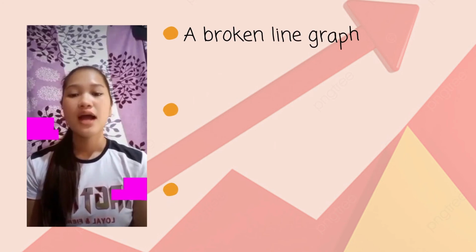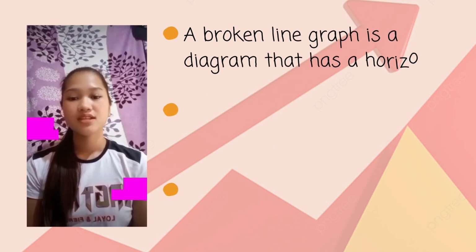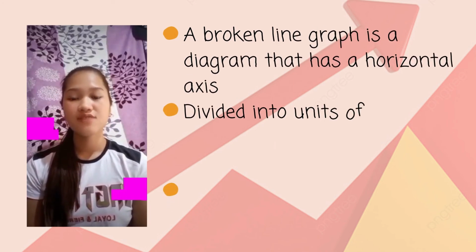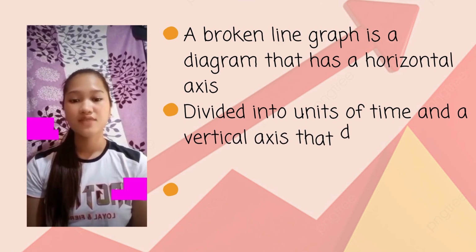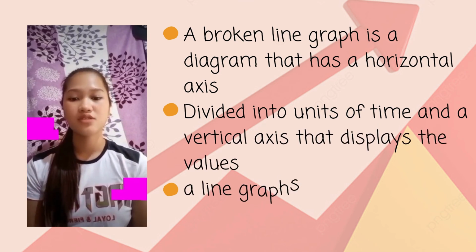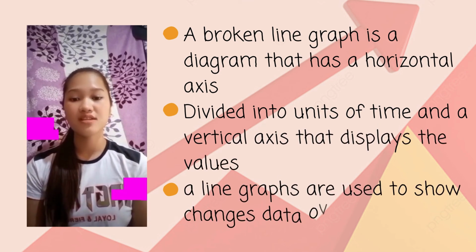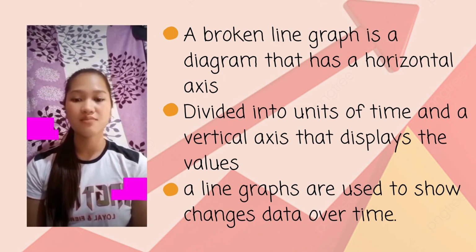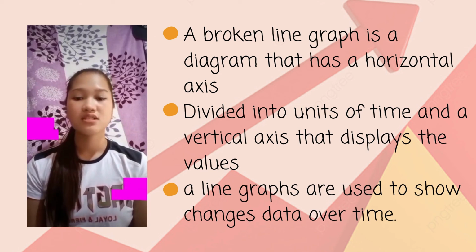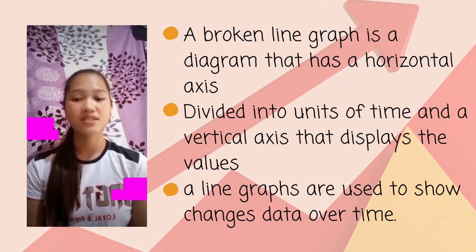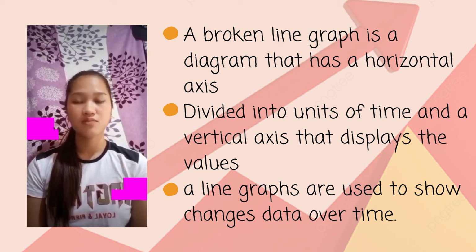In conclusion, a broken line graph is a diagram that has a horizontal axis which is divided into units of time, and a vertical axis that displays the values, which are presented by points that are then connected to one another by segments to form a broken line, which means a highway marking consisting of disconnecting line segments painted between lanes of roadways, indicating crossing from one way to another is permissible.